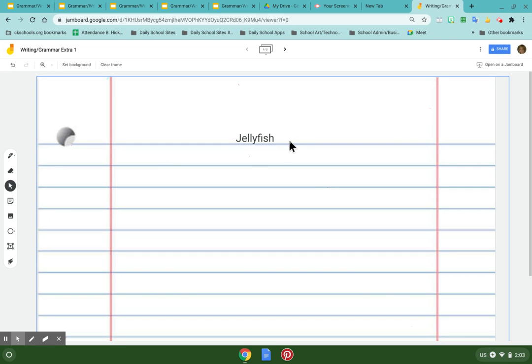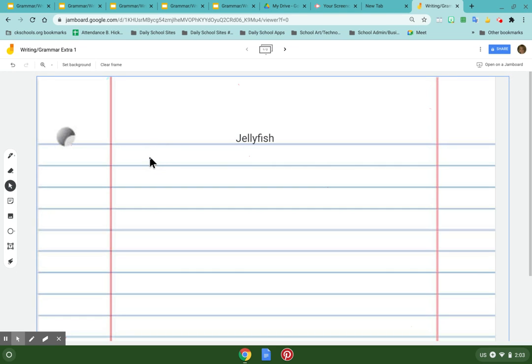And normally if we were turning this in, right up here in this corner, we would write our name and our date, or we would put our name underneath. Because this is in your spiral, we're doing it a little bit different. All right, so you have now written jellyfish. You have a capital at the beginning, so look down at your paper and make sure you have a capital.